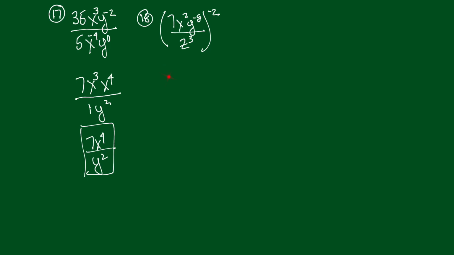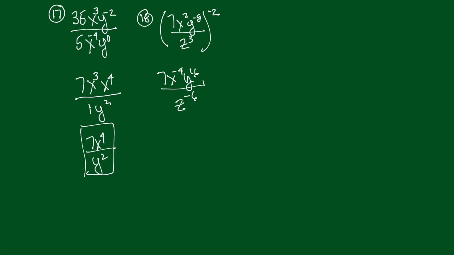So we will have 7 x to the, now what do you get when you raise the power to a power? When you raise the power to a power, you multiply the exponent. So just go ahead and do it. We don't need to write 2 times negative 2. Just do it. You raise the power to a power, you multiply the exponent. So 2 times negative 2 is negative 4. And what about the y? Multiply the exponents. Negative 8 times negative 2 is positive 16. And in the denominator, we're going to have z to the, multiply the exponents. Positive 3 times negative 2 is negative 6.